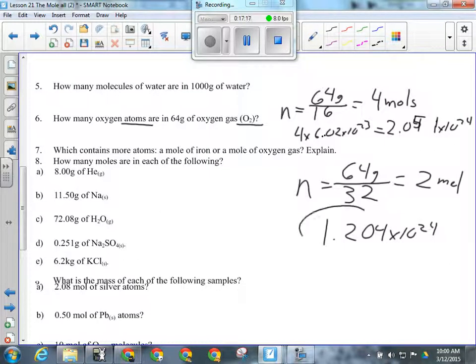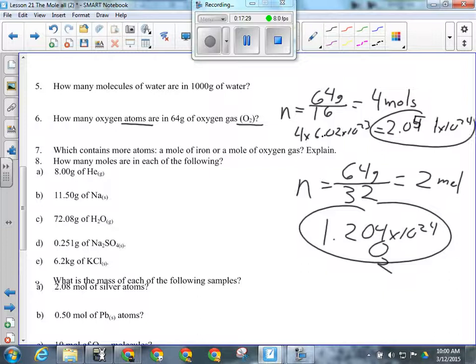Because this is the number of oxygen molecules. The question wants the number of oxygen atoms. So if I multiply this number by 2, because that's how many oxygen atoms there are, I get the correct number. So all that question is really asking is, do you understand that oxygen comes as a molecule made of 2 atoms?